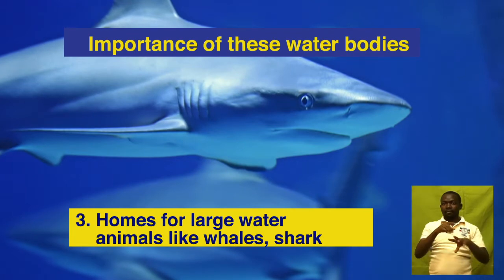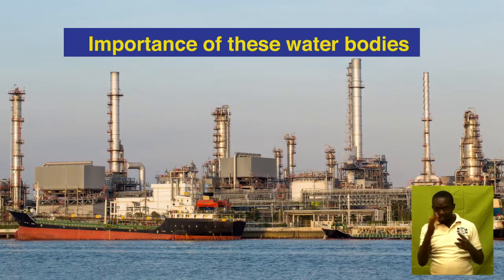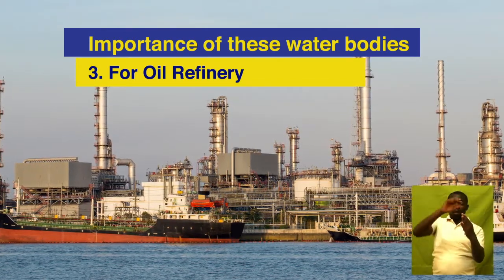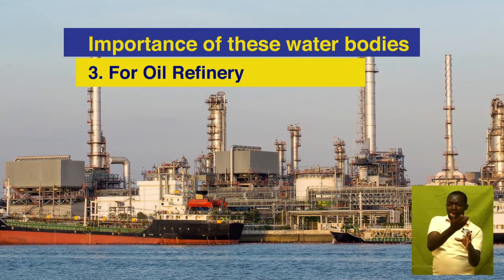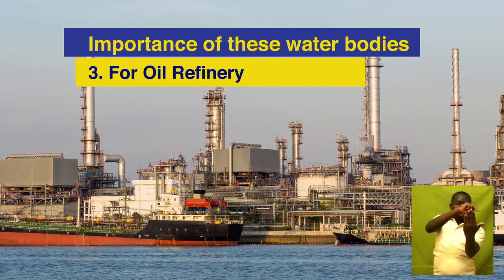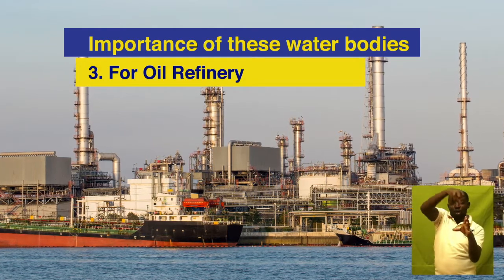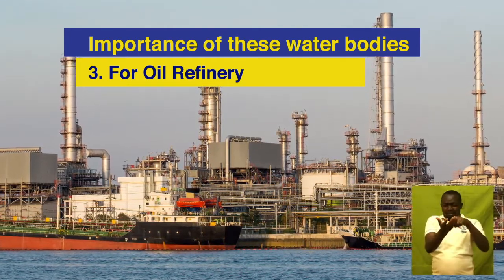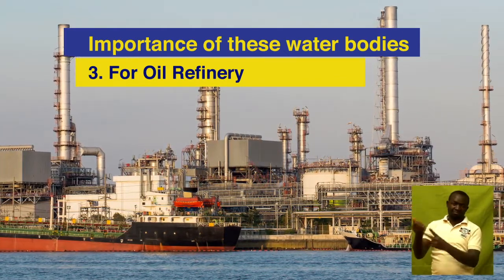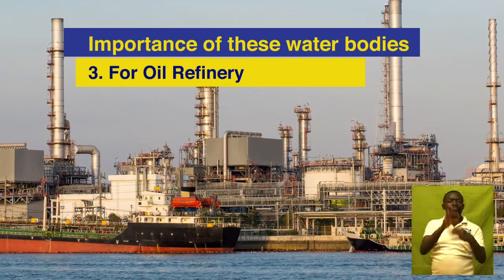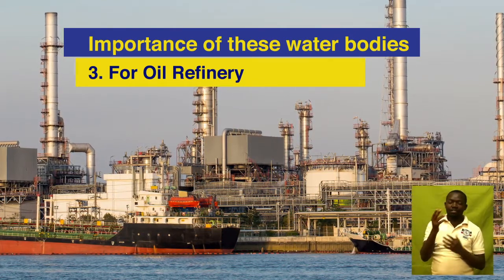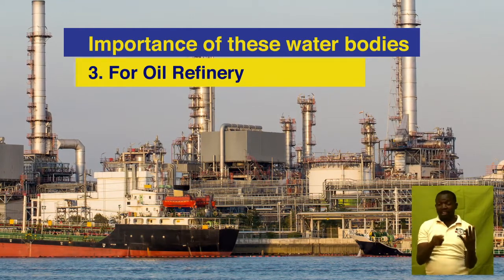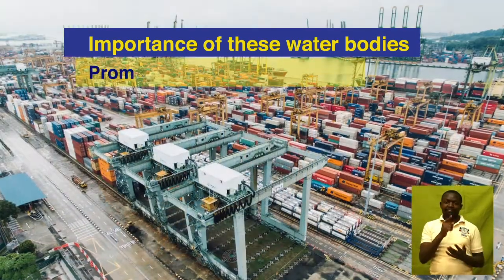Now, another reason why the water bodies are important is that we use them. Most of Africa's oil refineries are located on the coastline. If you look at the map of Africa, you will realize that most of Africa's oil refineries are along the coasts of the oceans or the seas, because we need a lot of water in processing crude oil to make products. So most of Africa's oil refineries are on the coast of Africa. So these large water bodies are very important to us because they are used for oil refineries.